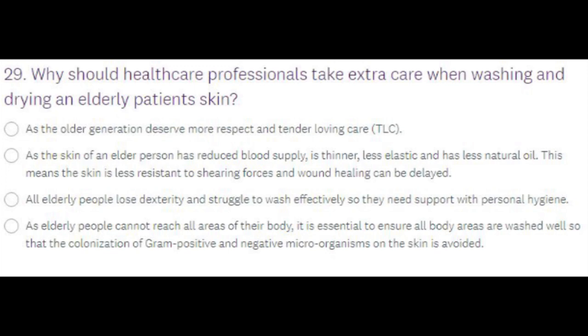Option B is the right choice. The question was, why should healthcare professionals take extra care when washing and drying an elderly patient's skin? The right answer is option B, that is, as the skin of an elderly person has reduced blood supply, is thinner, less elastic and has less natural oil. This means that the skin is less resistant to shearing forces and wound healing can be delayed. That's right. This is the right answer.